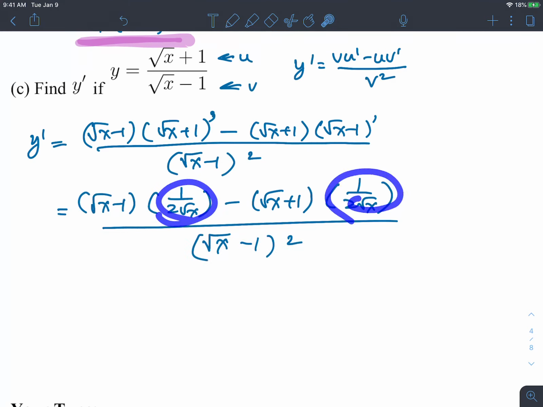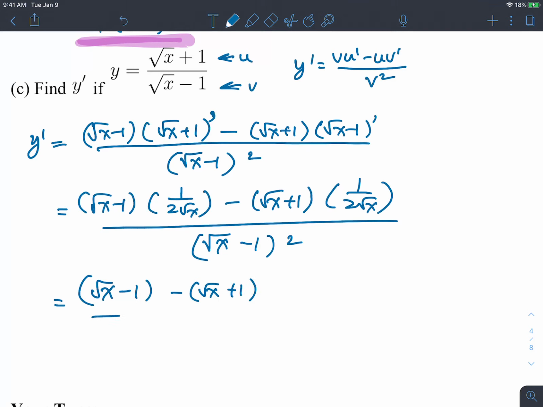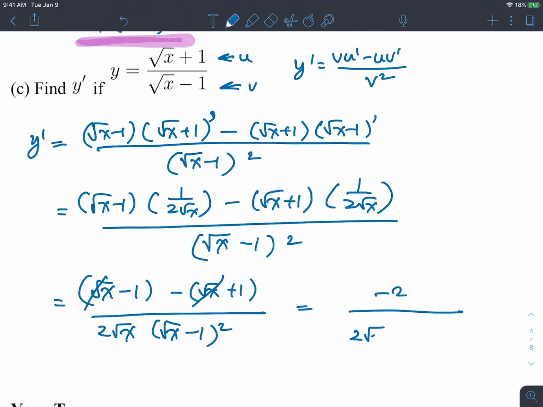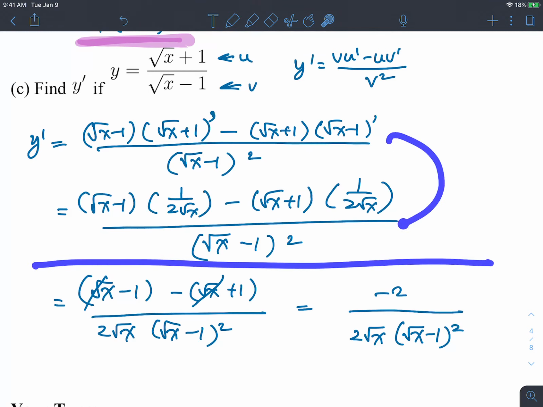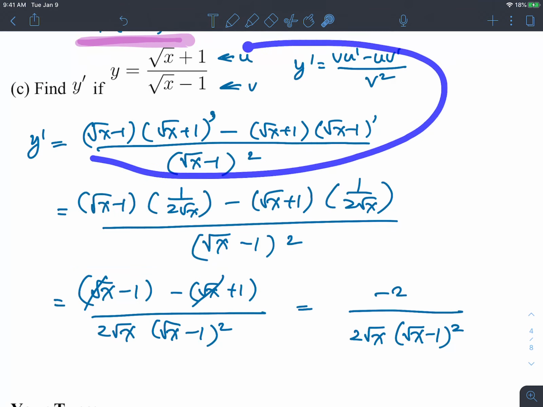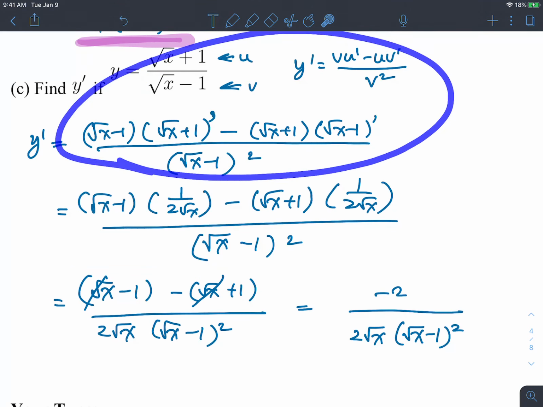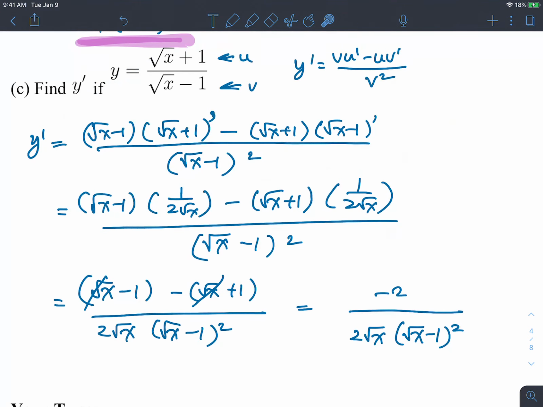Because these two are in the denominator, we can just bring them down to the bottom. When we do that, it is root x minus 1 minus root x plus 1 over 2 root x times (root x minus 1) squared, and they cancel. So that is 2 over 2 root x times (root x minus 1) squared. The calculus portion was done here. From here to here, there's only one step that's calculus. The rest was just manipulating the expression.